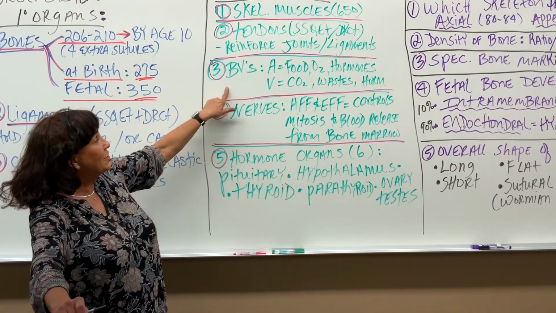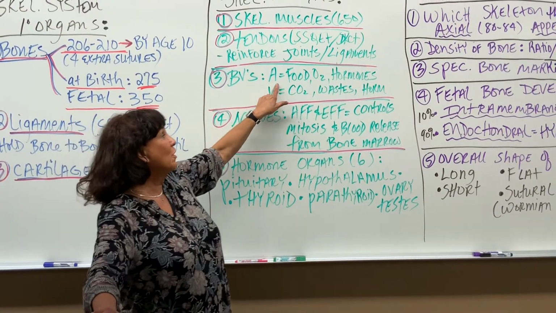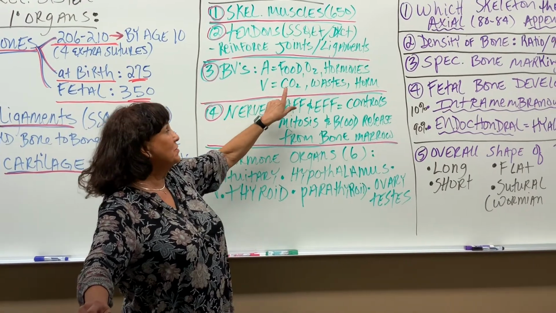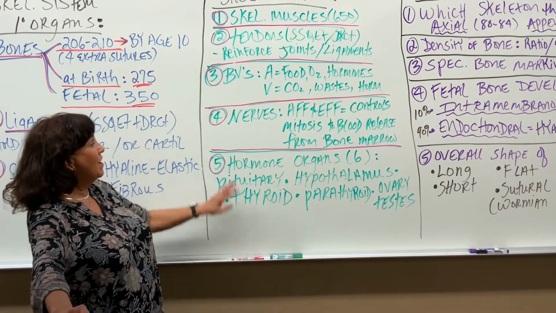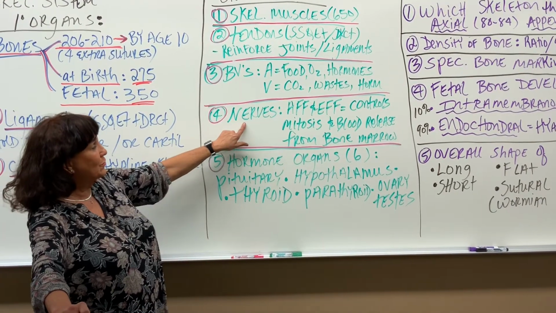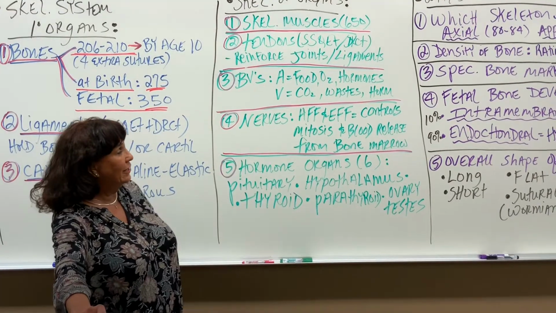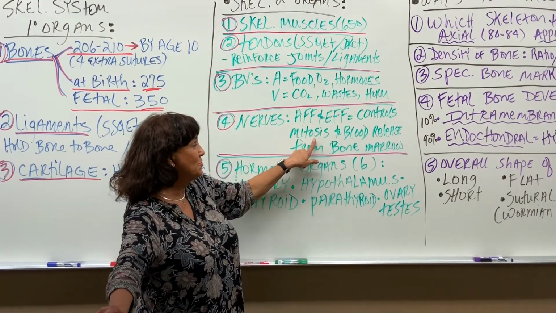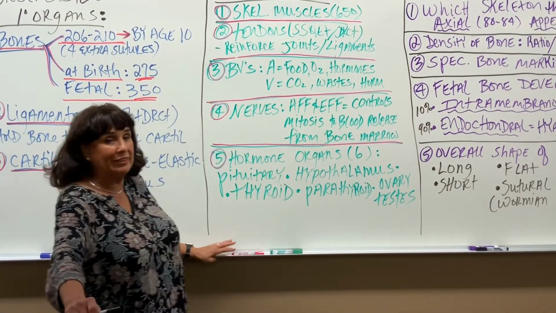And then the third thing, blood vessels. Blood vessels bring in the good stuff. The arteries bring in food, oxygen, and hormones. And veins take out the CO2, the waste, and also some hormones. And then the fourth thing, nerves, good old nerves. Afferent and efferent going in and out. And for the bones, they control mitosis and blood release from the bone marrow cavity.